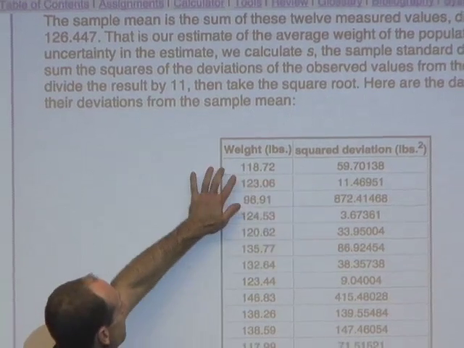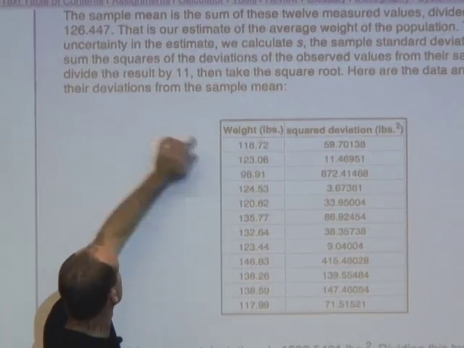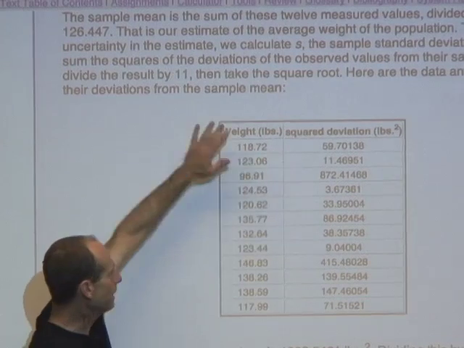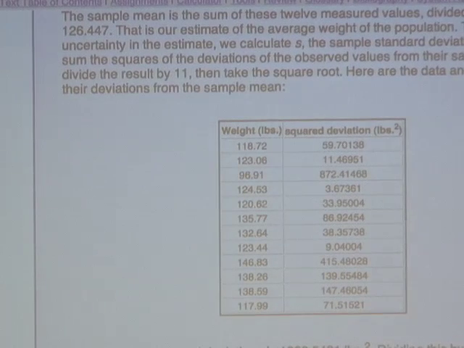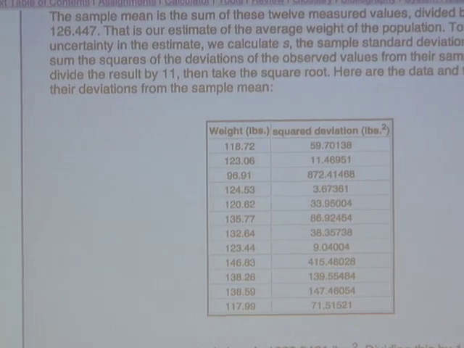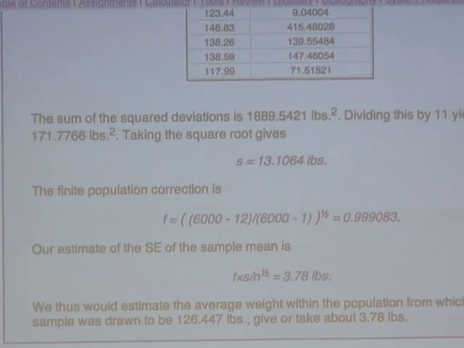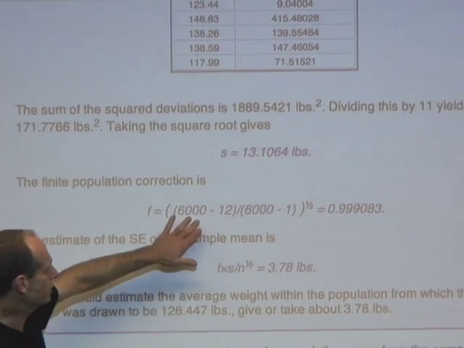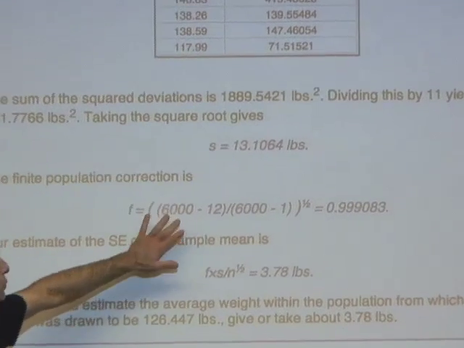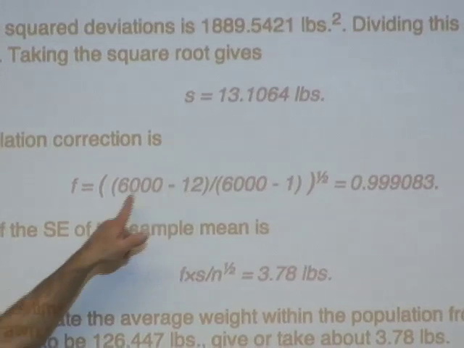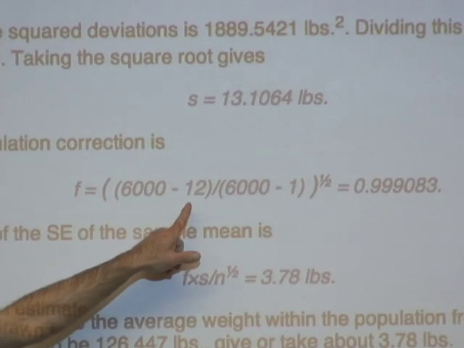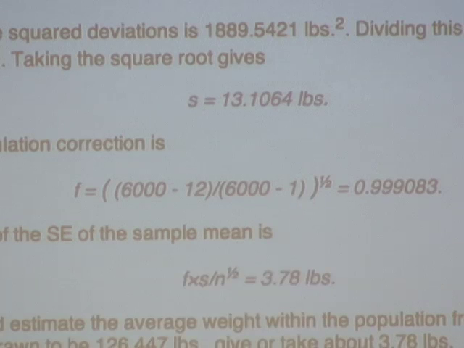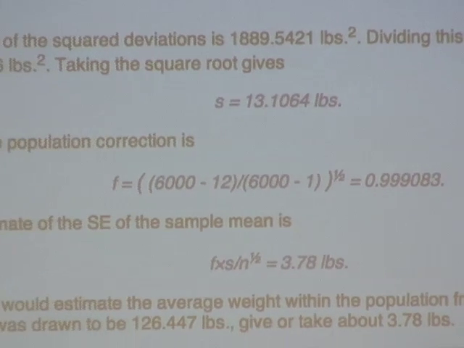So this is 118.72 minus 126.447 quantity squared. We'd add up these 12 numbers and divide by 11 and then take the square root, and that would be our estimate of the SE of the sample mean. Oh, sorry, we multiply by the finite population correction, which is going to be very, very close to 1 because 12 is only a tiny fraction of 6,000. The sample size is only a tiny fraction of the population size. So the finite population correction is very, very close to 1. Does this make sense to everybody?